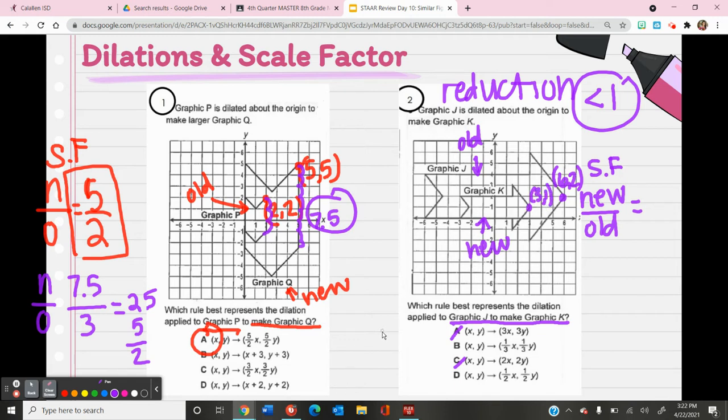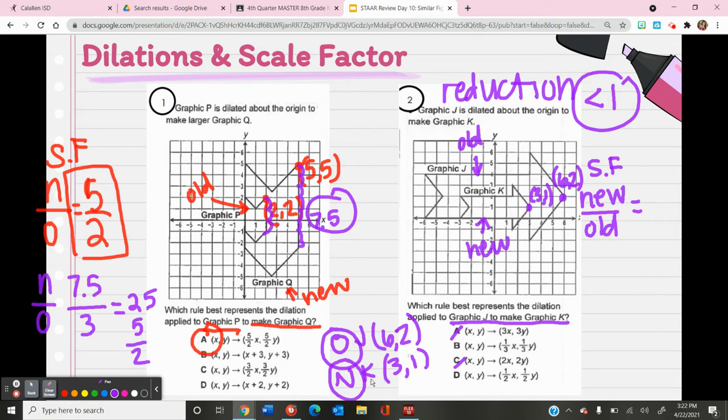So I have the point (6, 2) for J, and for K, I have (3, 1). Again, K is my new, J is my old. So I'm doing new over old, and we can either divide our x's or we can divide our y's. It doesn't matter. I'm going to go ahead and divide our x's.